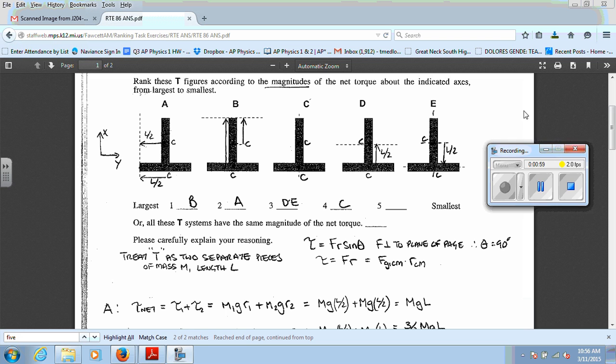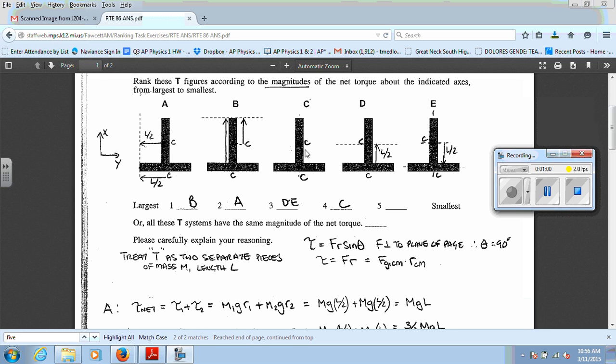All right, here we're supposed to rank the net torque. So if we're looking from above, which one has the most torque? The easiest way is to treat each T as just two separate pieces, each with mass M and length L, and then figure out how much torque combined. So for A, the net torque would be each one of those. M1G would be the weight, and its lever arm is L over 2.